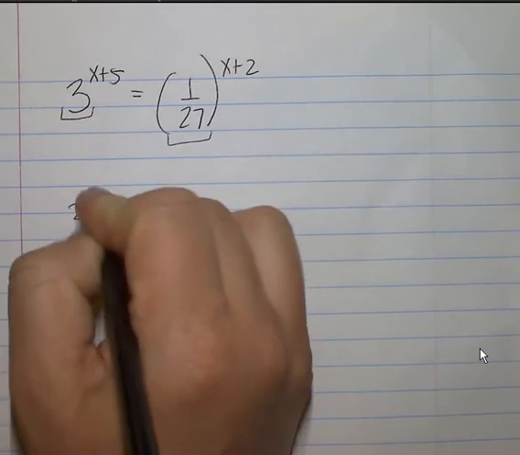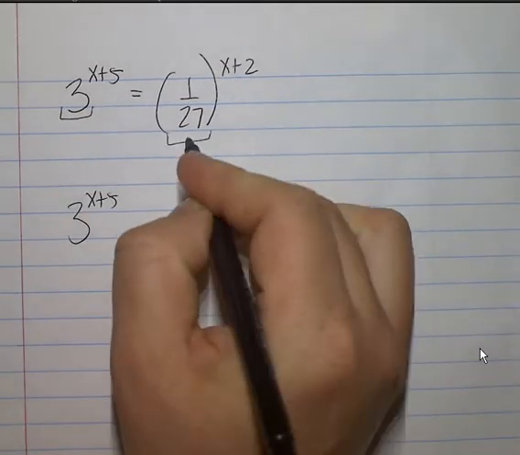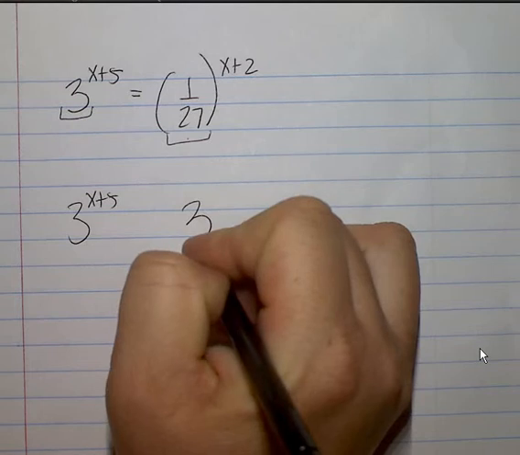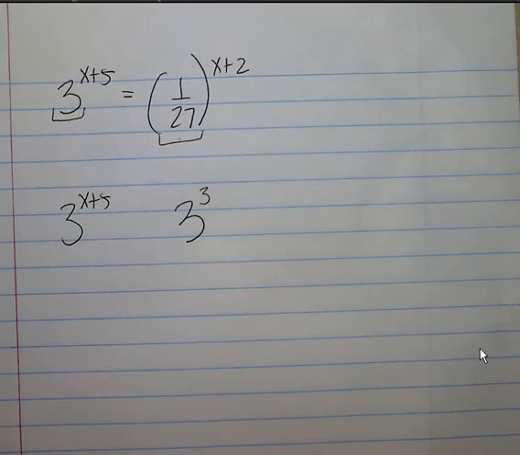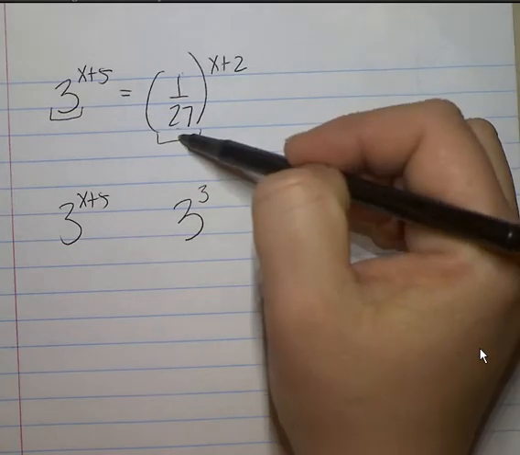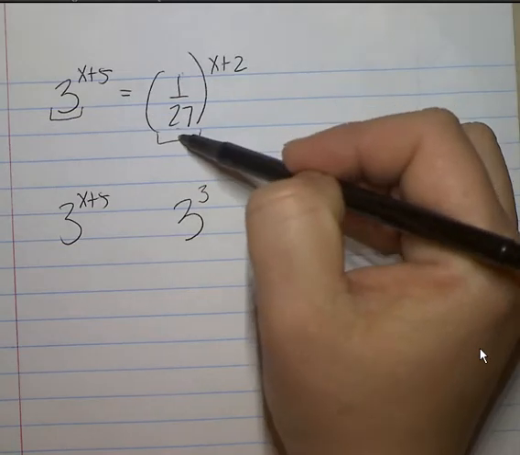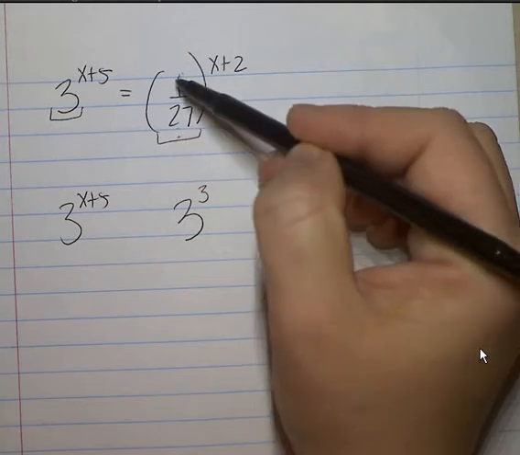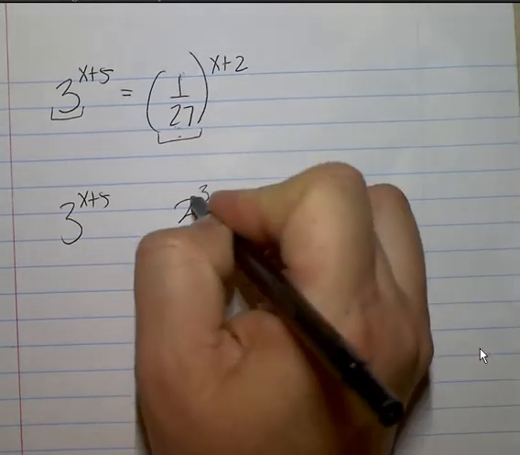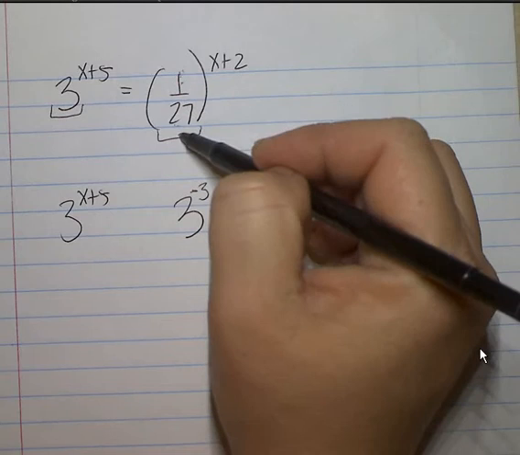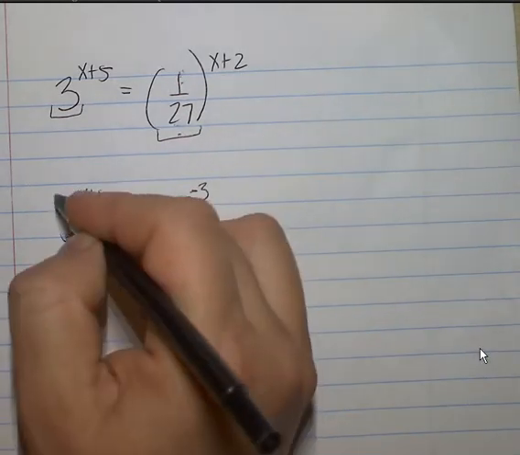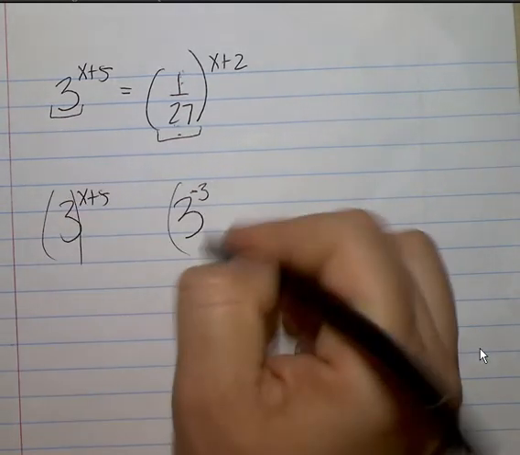But I can rewrite 27 as 3 to what exponent? 3 to the third. Now 3 to the third is 27, but I don't have an answer up here of 27. I have an answer of 1 over 27. So to accommodate the 1 over 27, this has to be negative. The only reason that exponent is negative is because it's 1 over 27. Okay, I put this in parentheses with the x plus 2 behind.